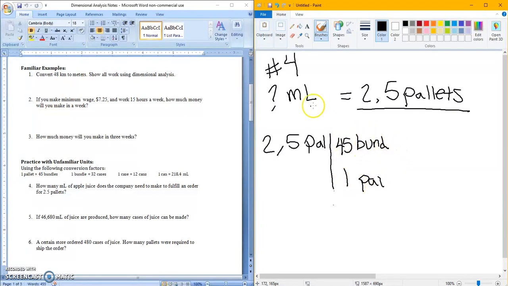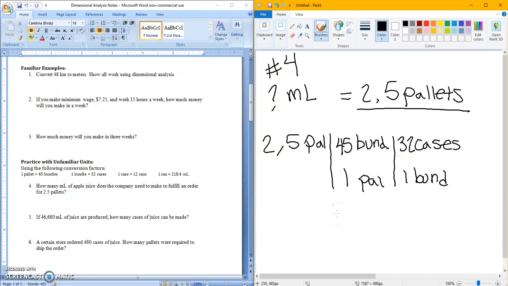But I'm not done. I'm not to the units I want, so I'm going to draw another line. I'm going to put bundles on bottom so that it cancels out. And I'm going to look over at my conversion factors, and I see that 1 bundle is equal to 32 cases. And 1 bundle equals 32 cases. And then I'm going to keep going.